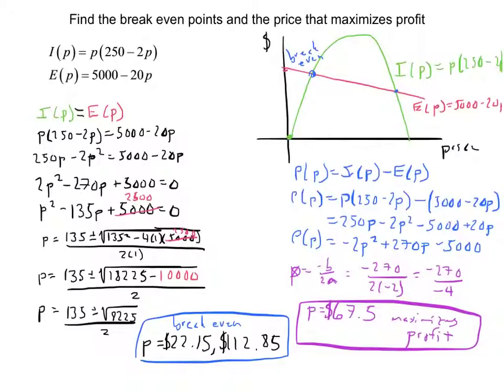Alright, so $67.50 is the price that will maximize your profit. And interestingly enough, that is not the max income point. That actually happened back here at, I think it's 62.50. So the 67.50 for max profit is just a little bit further over, which is interesting.